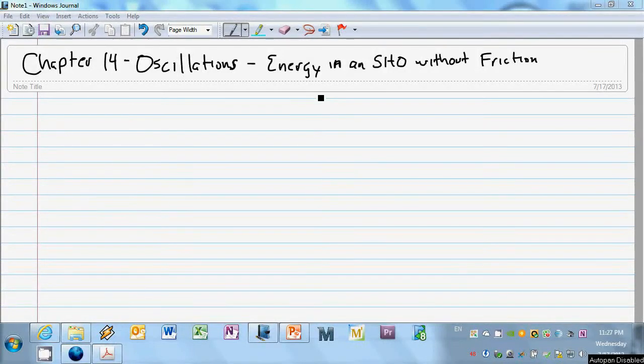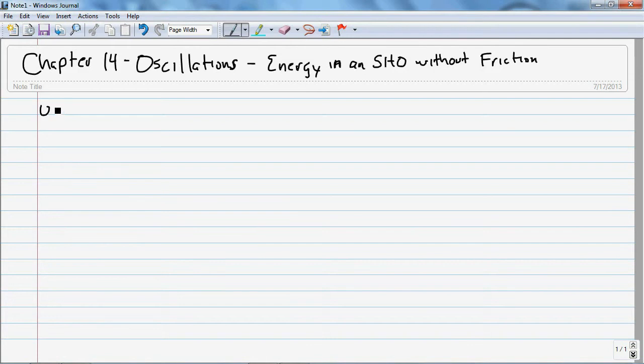Let's take a look at the energy in a simple harmonic oscillator. The simple harmonic oscillator is an oscillator that has a single frequency. It's not a combination of multiple frequencies. And we're going to look at this without friction. So the first thing we need to calculate is the potential energy.